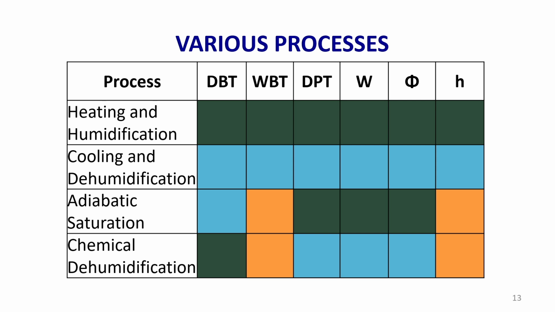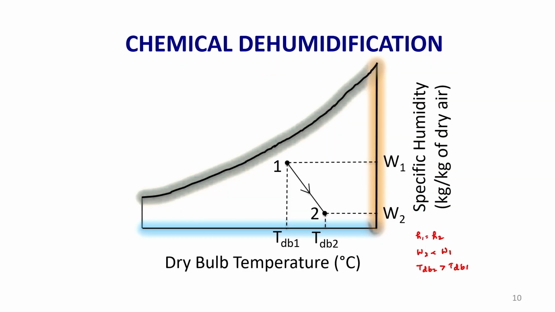Then the last process which you have seen is chemical dehumidification, which is just opposite to the previous process. Dry bulb temperature increases, wet bulb remains constant, enthalpy remains constant. Here also enthalpy is constant. So, this is chemical dehumidification. H1 is equal to H2, let me underline this, in both evaporative cooling and chemical dehumidification processes.